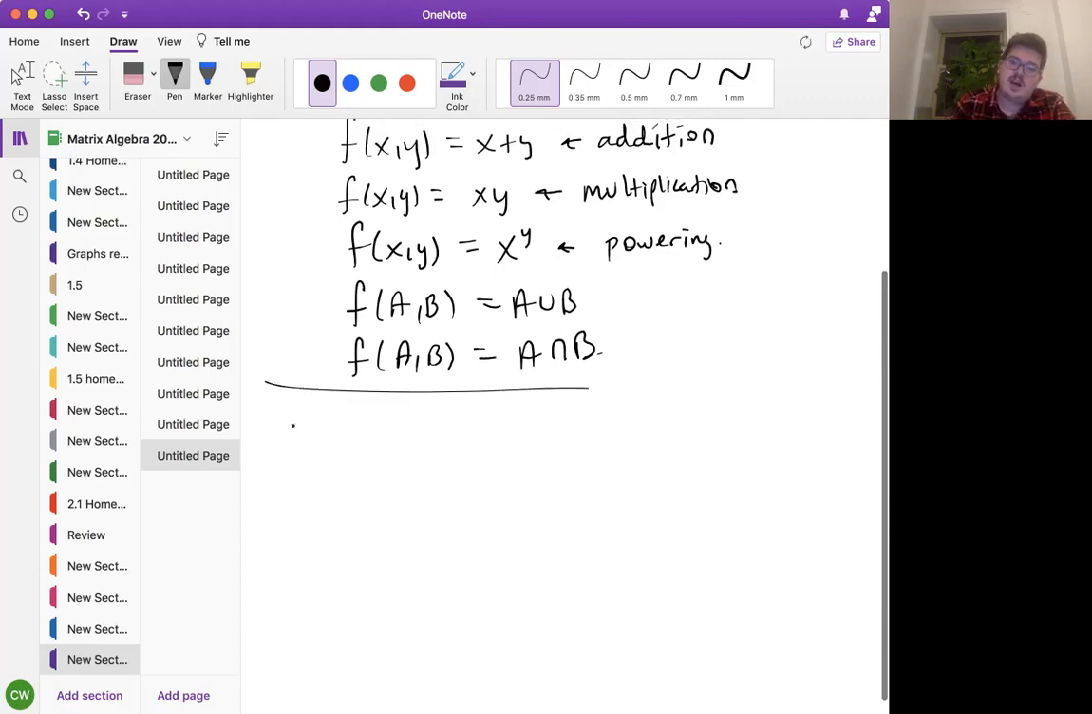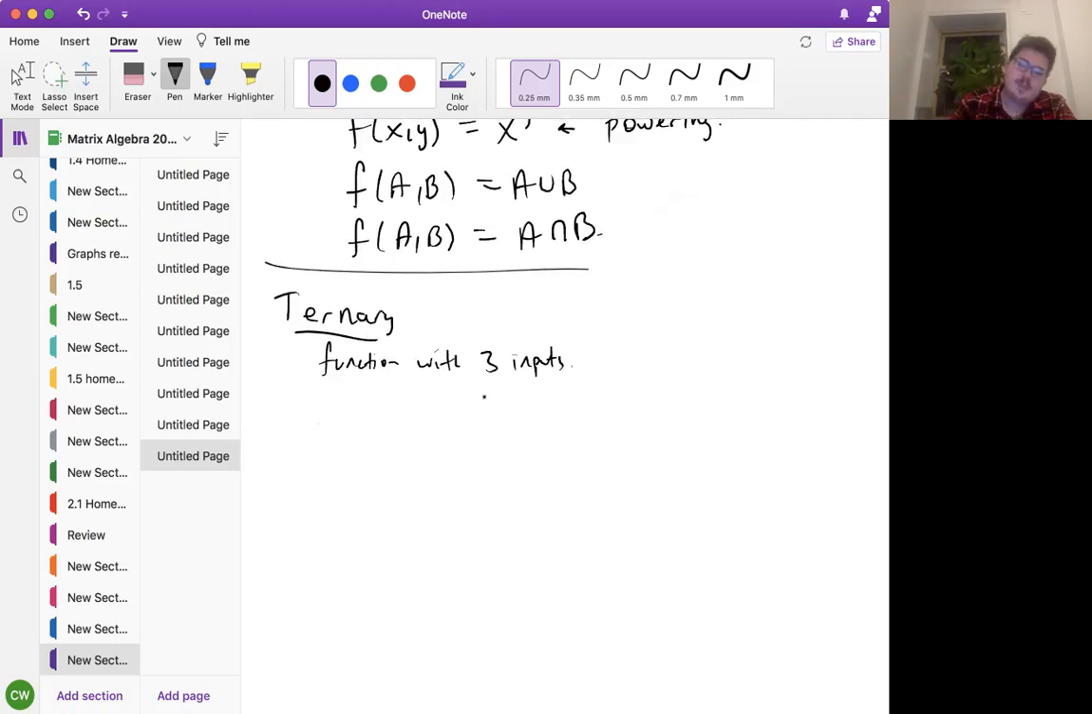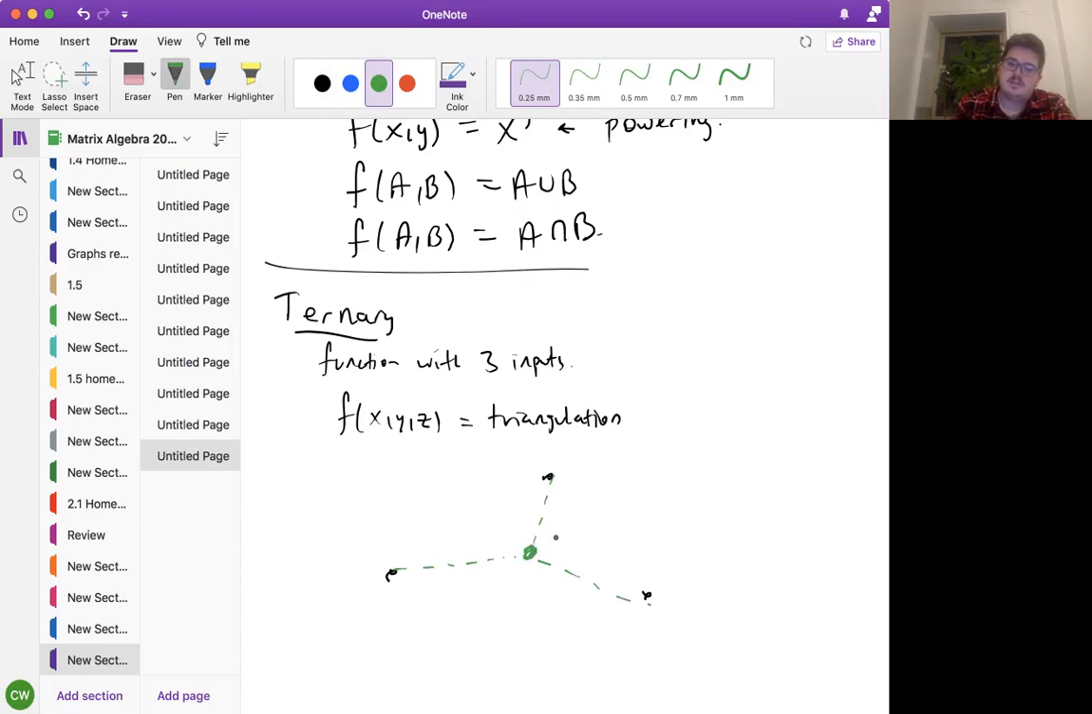So, I mean, you could keep on going, like ternary is a function with three inputs. We won't talk about these, but for example, like triangulation. You have three points and a function that does the triangulation. If this is like x, y, z, this would be f of x, y, z.